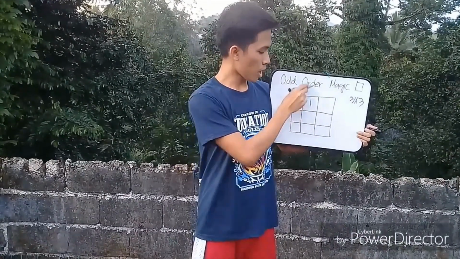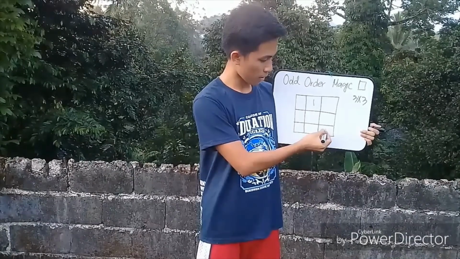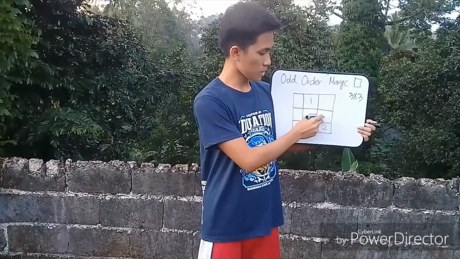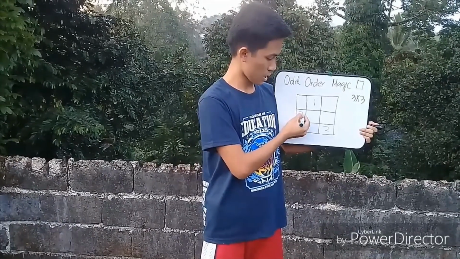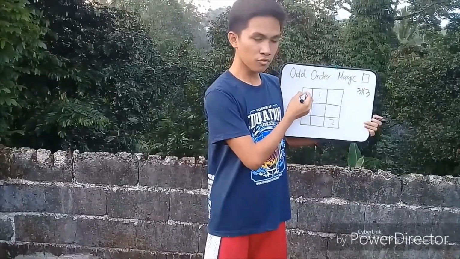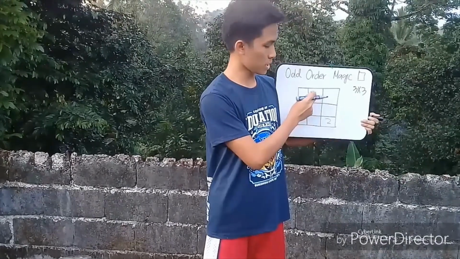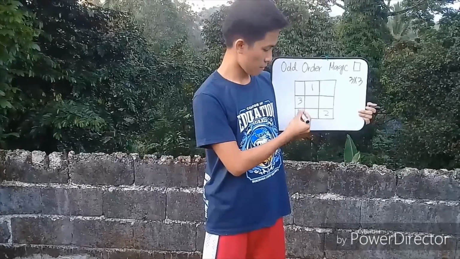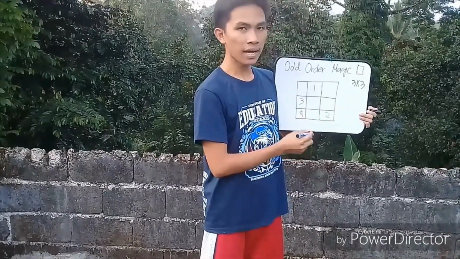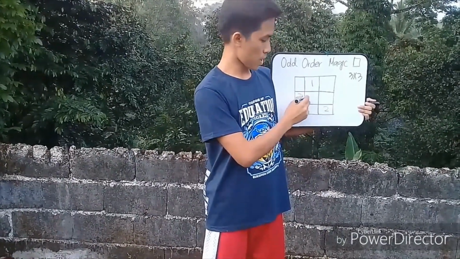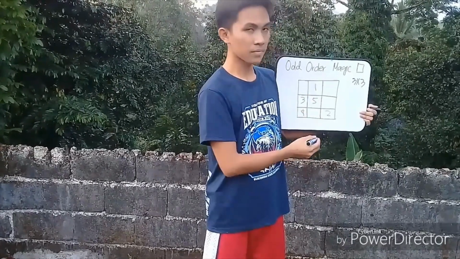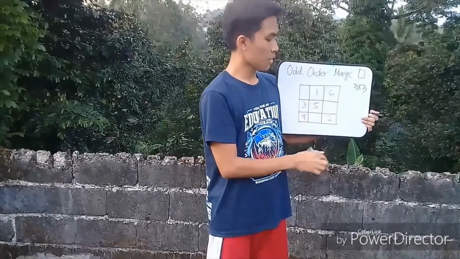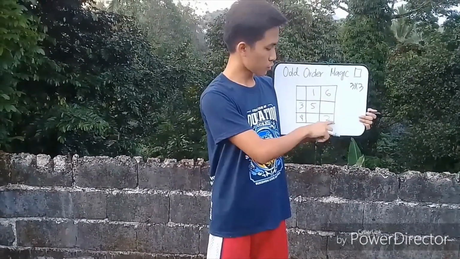So we move up, and to the right, we have 2. Then again, move up, move to the right, we have 3. Move up, move to the right. Since we have number 1 already, let's go back to the number 3 and move down. So we have 4. Again, move up, move to the right. That is 5. Move up, move to the right. That is number 6. Then we move up, move to the right.